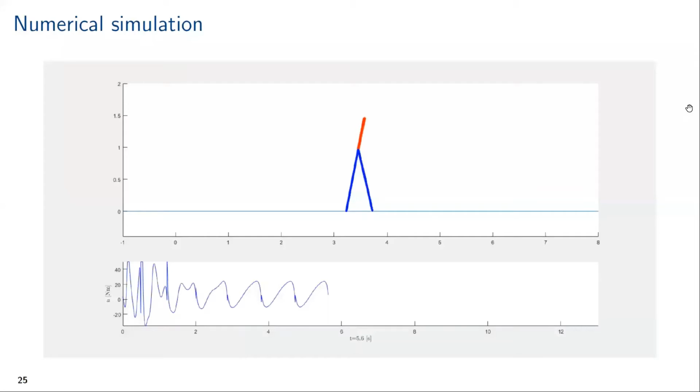For those interested in seeing how one can actually solve and design a feedback using this linearized transverse dynamics, you can look at the paper, which is down in the comments. So here is an example of how a controller is designed. We have designed a controller and then implemented it on the system in MATLAB.